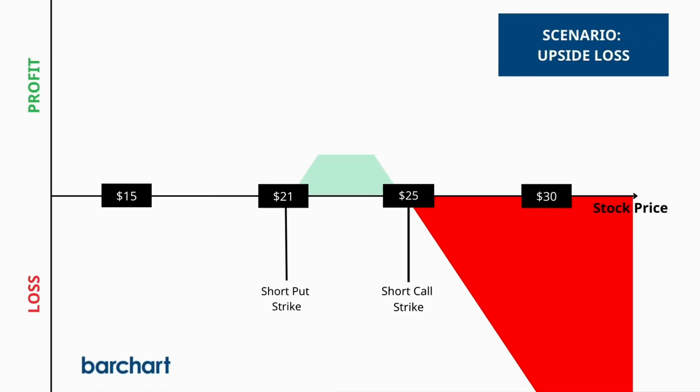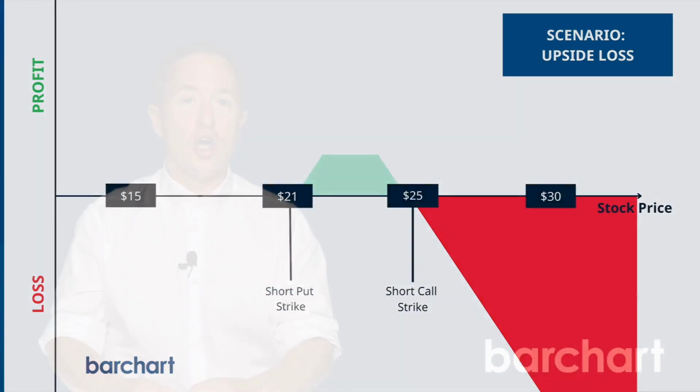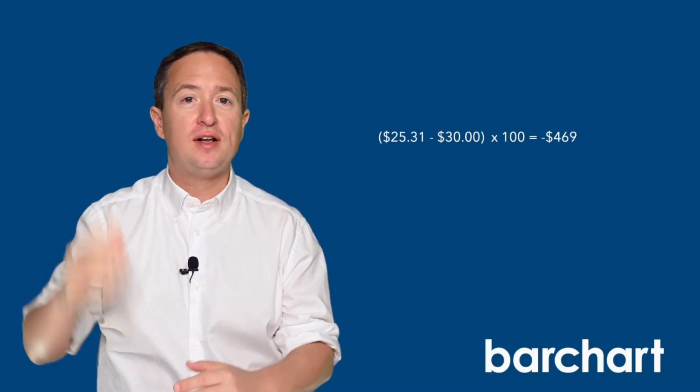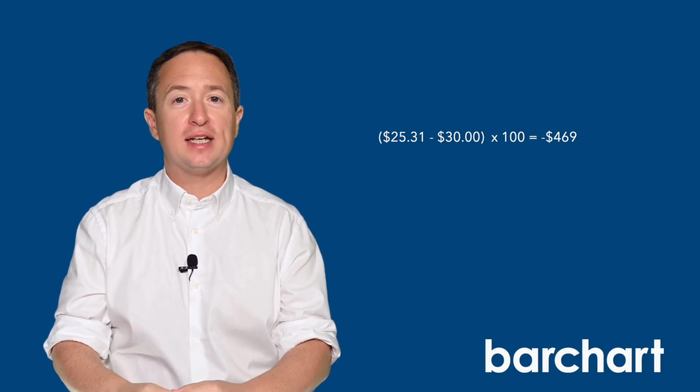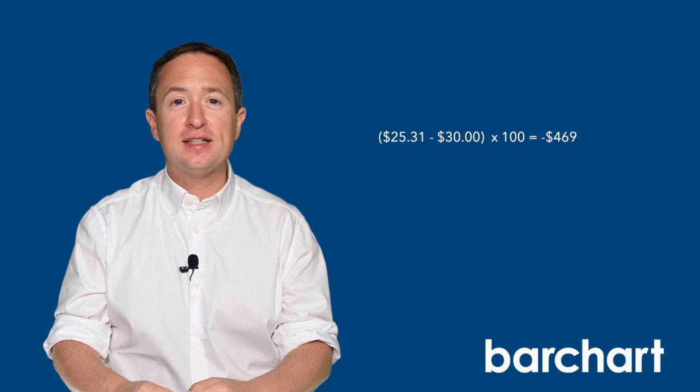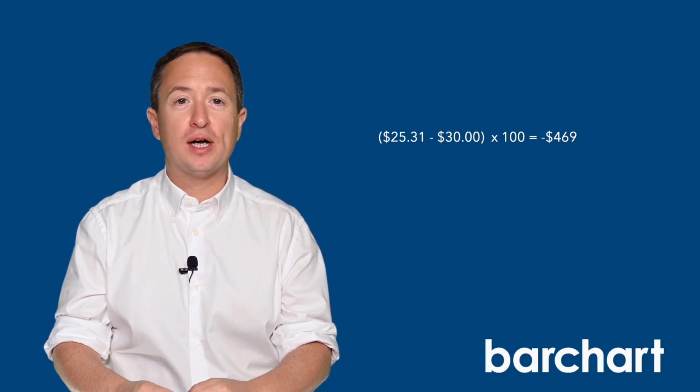On the other hand, if GameStop exceeds $25 at expiration and closes, let's say, at $30, the short call will be assigned, resulting in a loss. The loss amount is calculated by subtracting the upper break-even price of $25.31 from the stock's trading price at expiration and multiplying that by 100. In that case, this trade would result in a $469 loss.